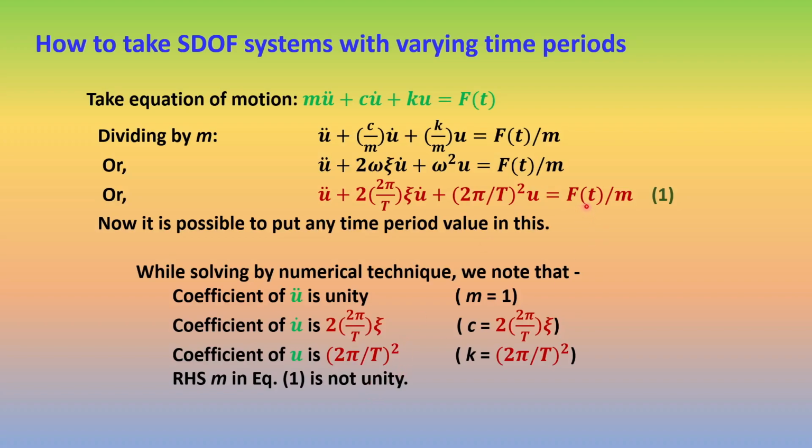The right hand side will not change. m will not be unity here, it will simply be F(t) by m actual. So the right hand side will be like this. Now you can go back to your original dynamic equation, with this substitution of the values of m, c and k, and the right hand side equal to F(t) by m instead of F(t). You can simply carry out the time history analysis as per standard procedure and get the response parameters.